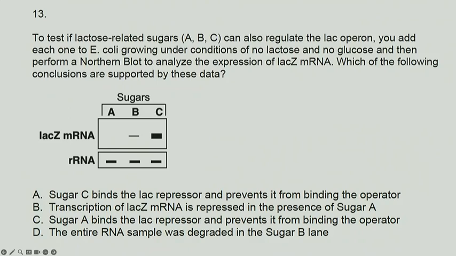Can you explain the glucose-lactose relationship? If they're both high, the cell just wants to use glucose for energy, right? So if they're both high, you don't get CAP binding. You get very weak expression off of the lac promoter because you don't have improved sigma 70 binding.